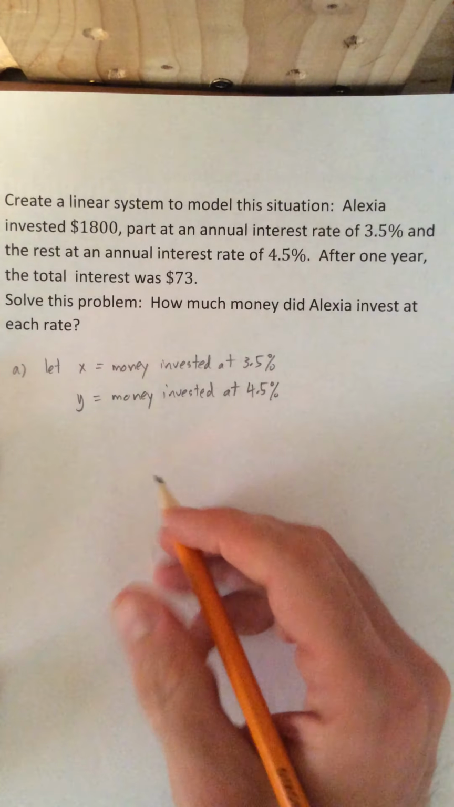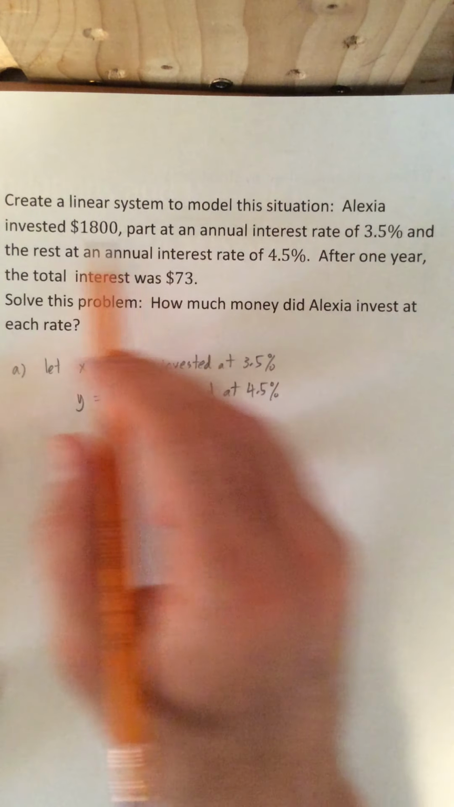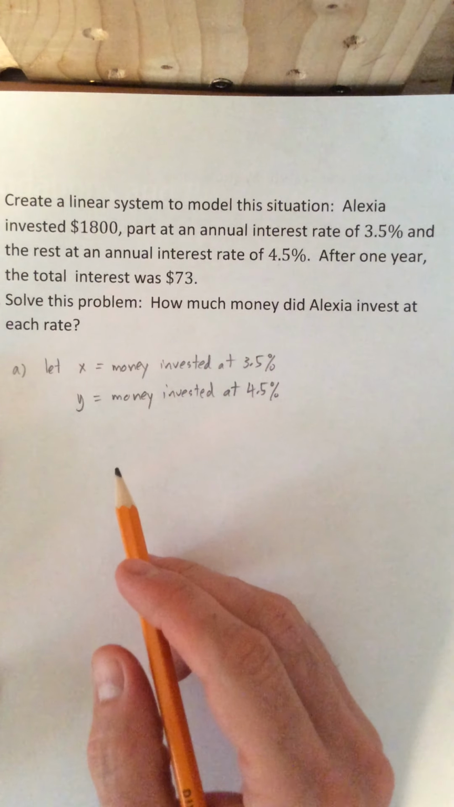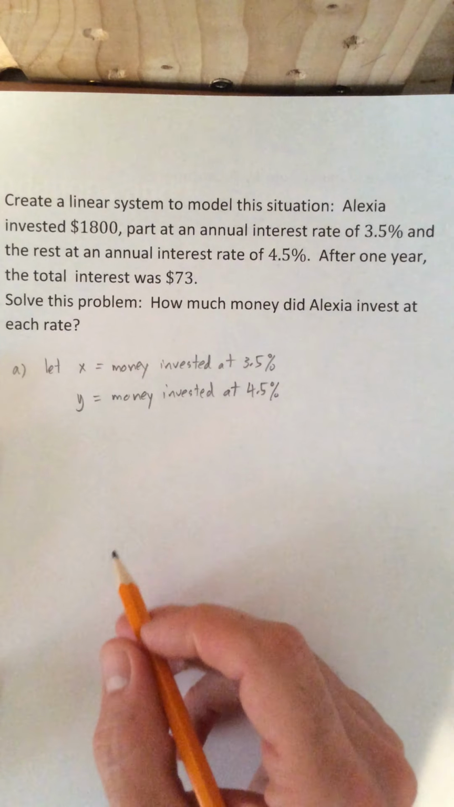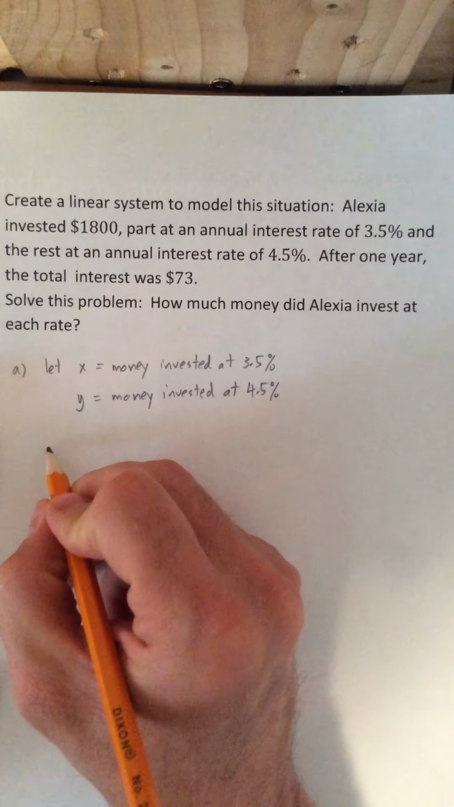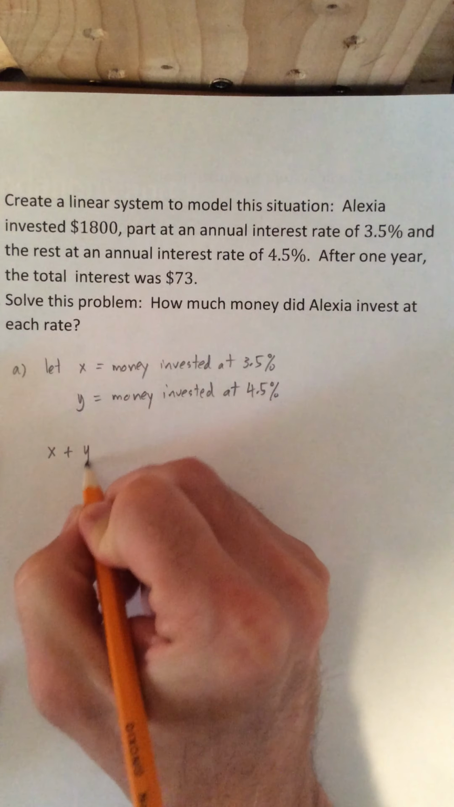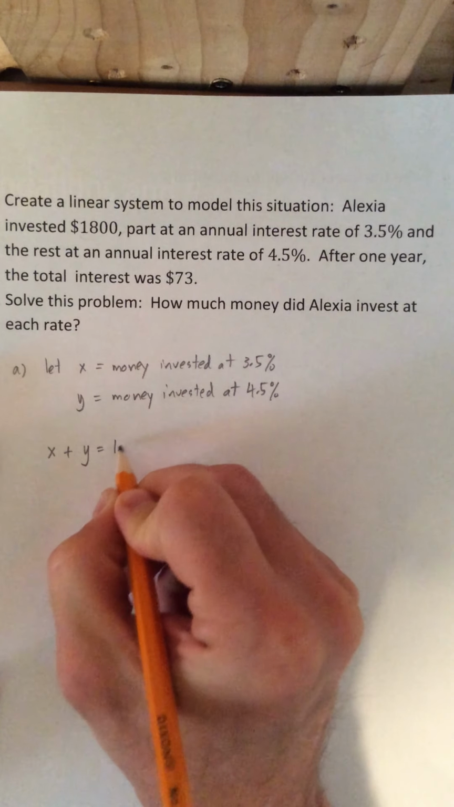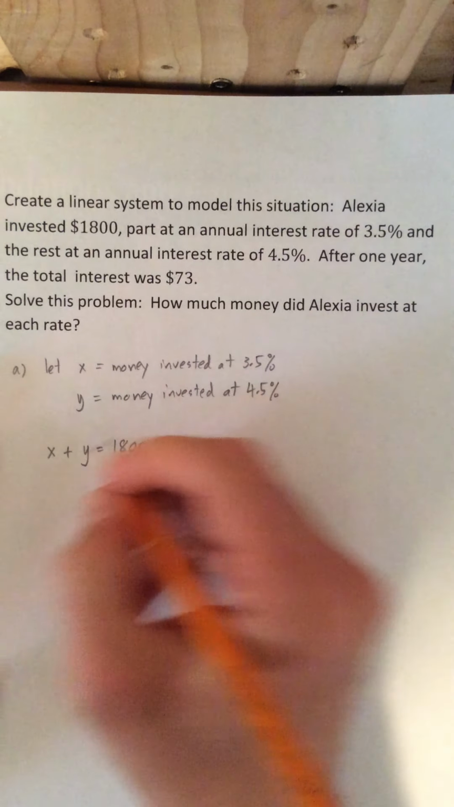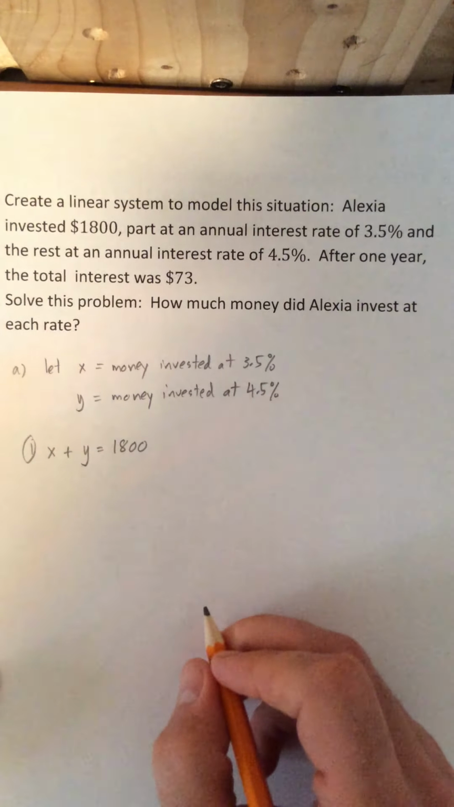Now when I go to write these equations, Alexia invested $1,800. So that's a combination of the money invested at 3.5% and the money invested at 4.5%. That will equal 1,800. So this is my first equation.